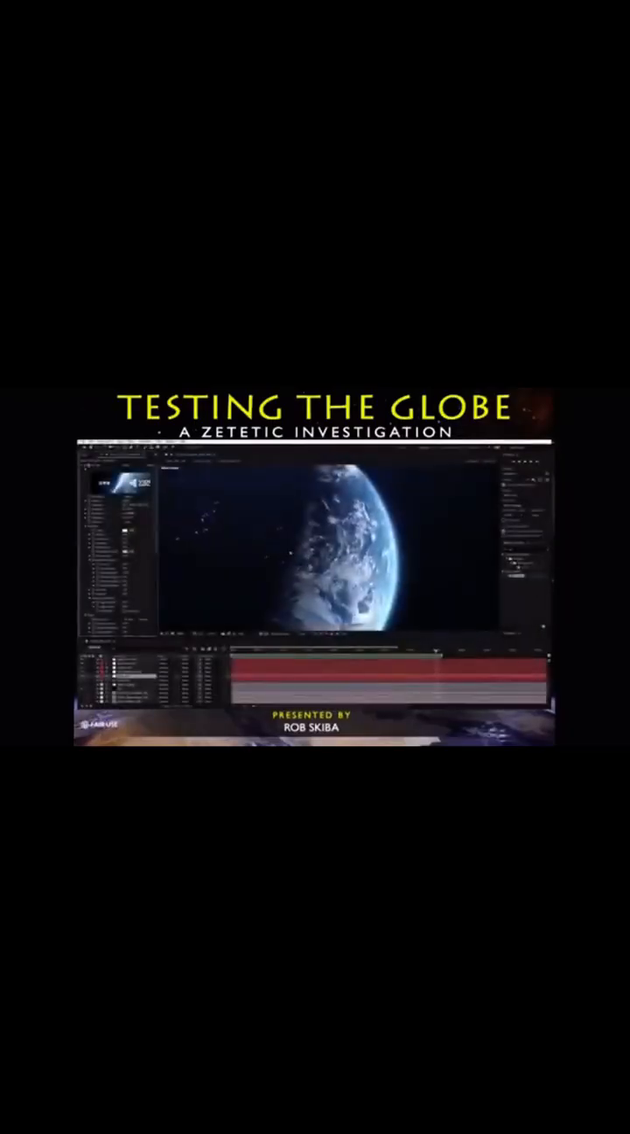Alright, so there's a lot of really cool things that you can do with this plugin, and you'll be even more amazed when you see how fast and easy it is to use.